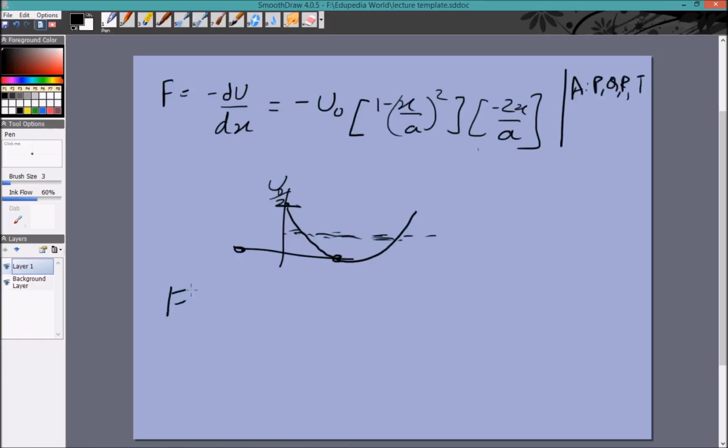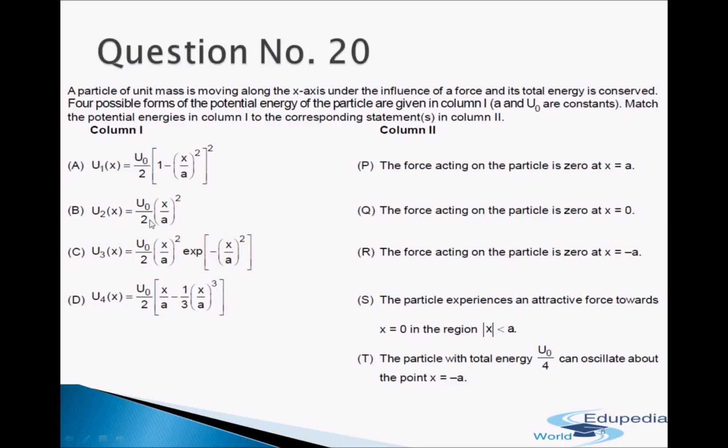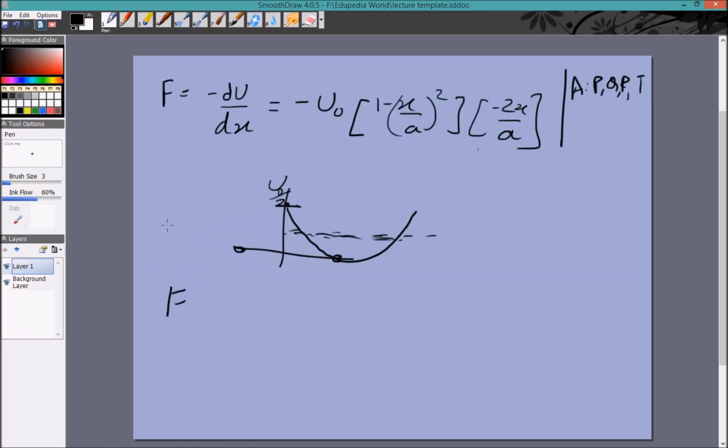In the second part, u is u naught by 2 x by a whole squared. So let's just calculate du by dx because we won't bother with this minus sign. We only need to find out where it's 0 anyway. So du by dx is u naught x by a squared. So it is not 0 at a or minus a, but it is 0 at x is equal to 0. So it does have Q.